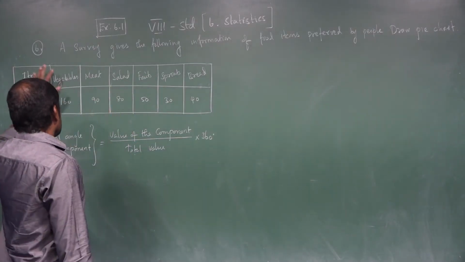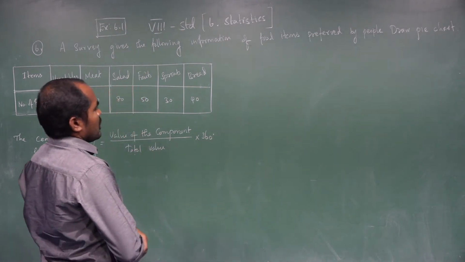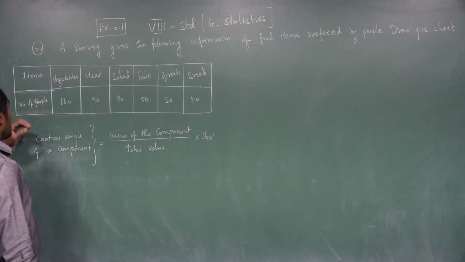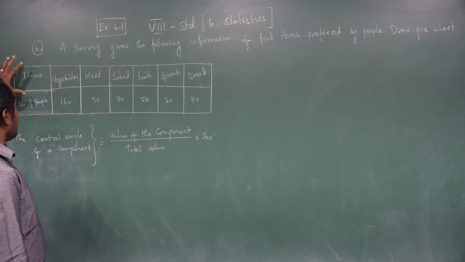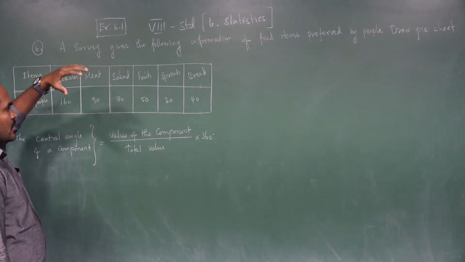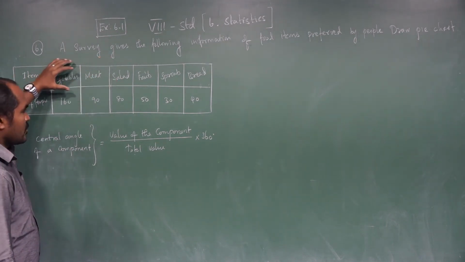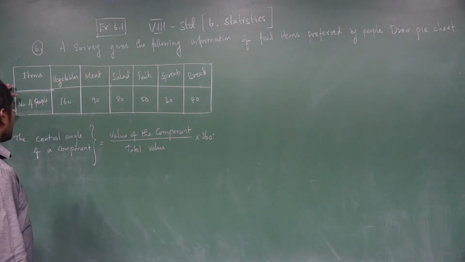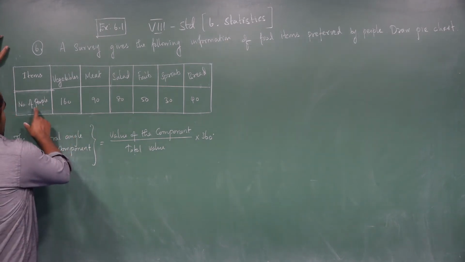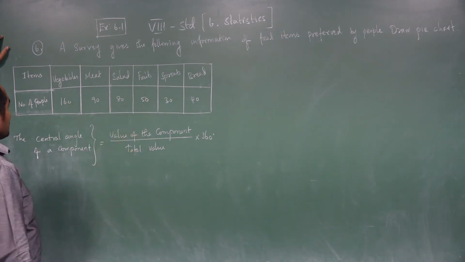Next, sixth sum. A survey gives the following information of food items prepared by people. Draw a pie chart. So given is a table. The first row represents item name and the second row represents the number of people who prepared the items. The number of people is 160, 90, 80 up to 40.